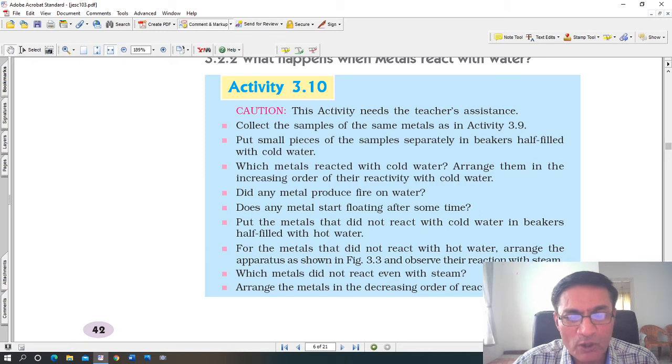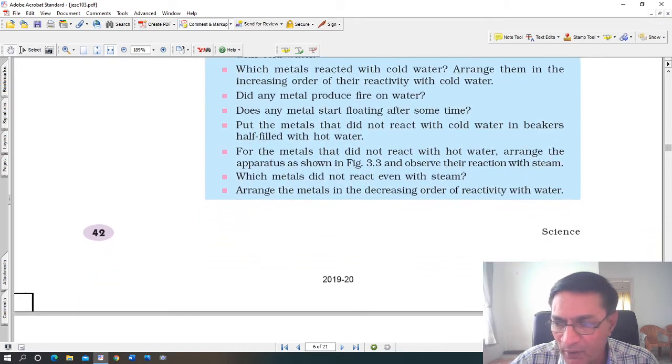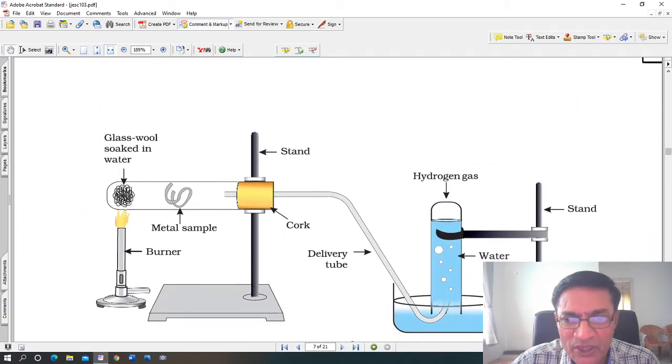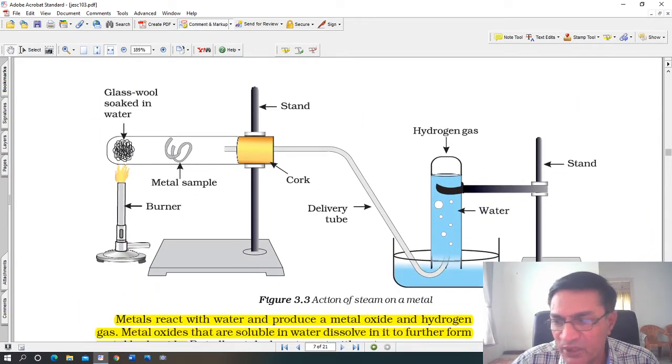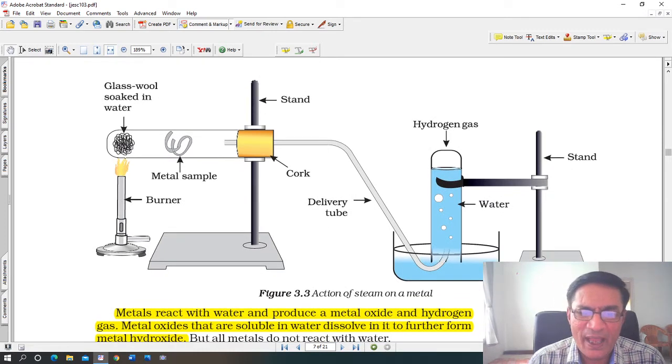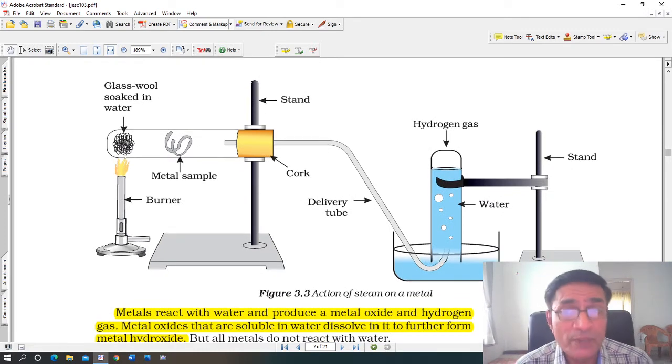Which metals did not react even with steam? Arrange the metals in different orders of reactivity with water. Alright, let's check that out now. You can see there is an experiment which is set up here. Okay, action of steam on metal. देखो steam एकदम गर्म होता है, हमारा उंगली और स्किन जल जाएगा. You have to be very careful.